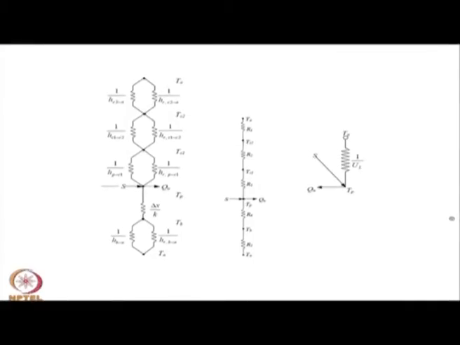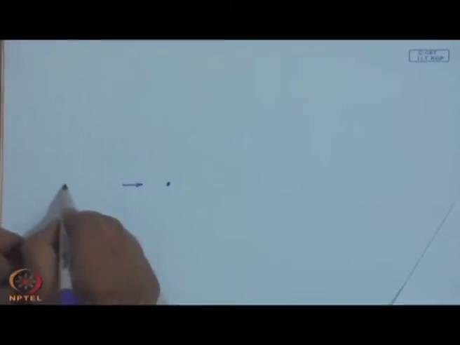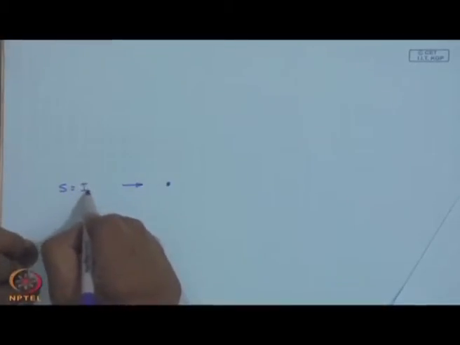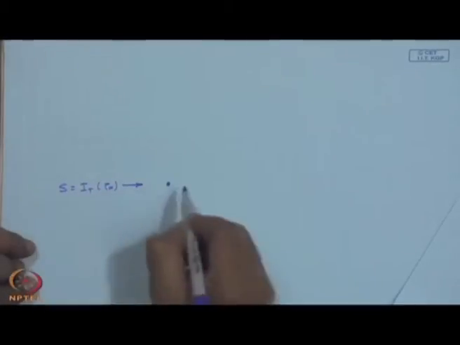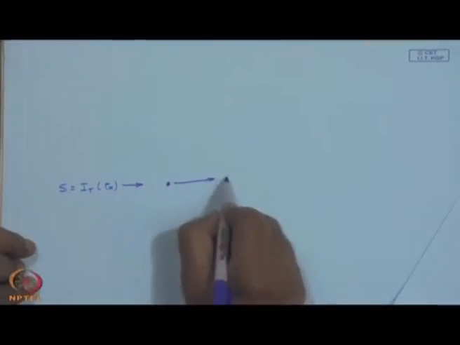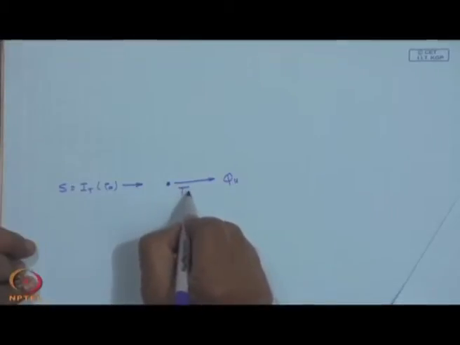We will try to put down the thermal network and then calculate the overall loss coefficient U L in terms of the thermal resistances. If the plate can be represented by this point, the absorbed energy S equal to I T times tau alpha will be entering, and Q U will be the output, and this is at temperature T p.